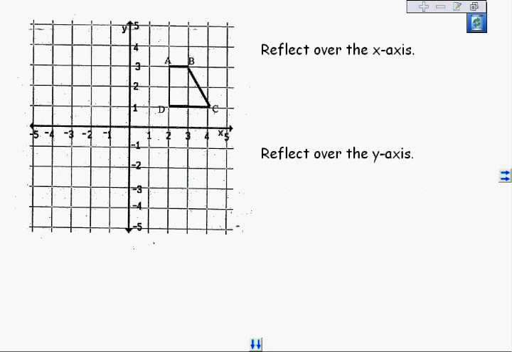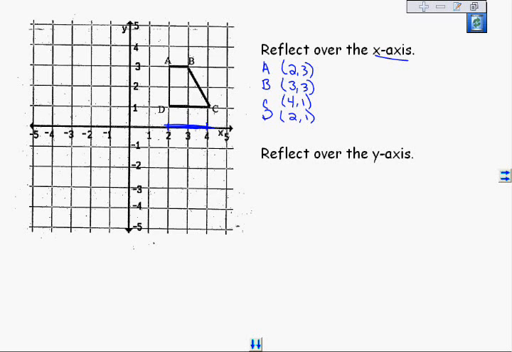So let's look at this rule when it comes to a figure. You have 4 points on this figure, A, B, C, and D. A sits at 2, 3. B sits at 3, 3. C sits at 4, 1. And D is at 2, 1. We are going to reflect over the x-axis.